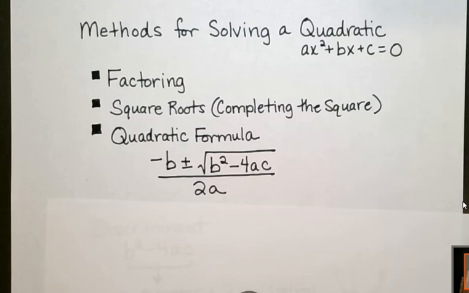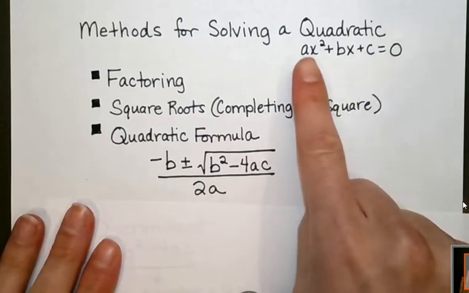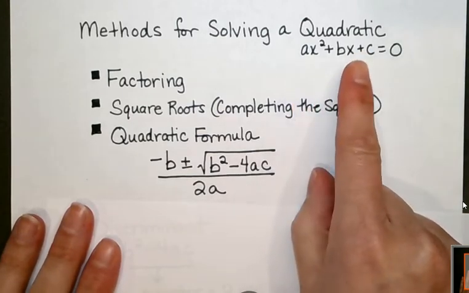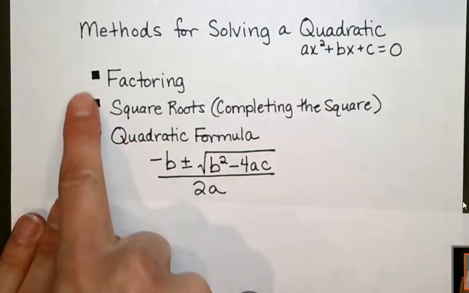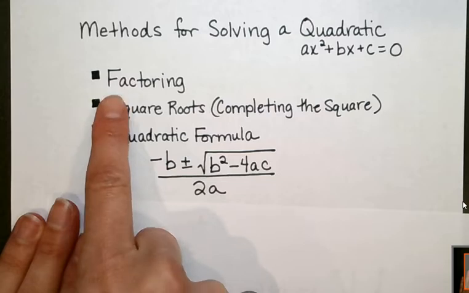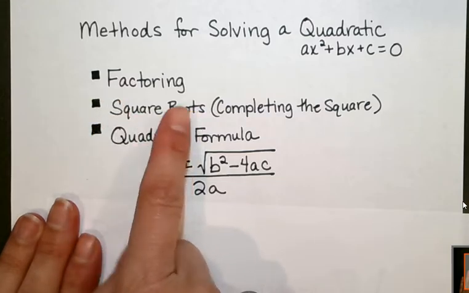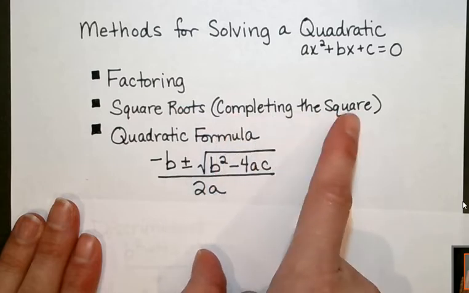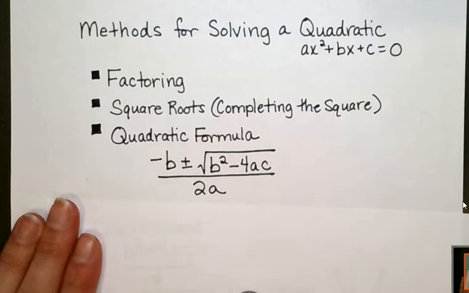All right, today we're going to review all the methods for solving a quadratic that we have learned about. Again, to solve a quadratic, you have to set your ax squared plus bx plus c equal to 0. Here are the three methods we've talked about. One method is factoring. We've also talked about solving using square roots and specifically completing the square. And we've talked about solving a quadratic using the quadratic formula, which you see here.